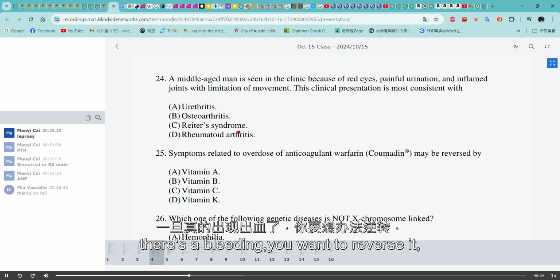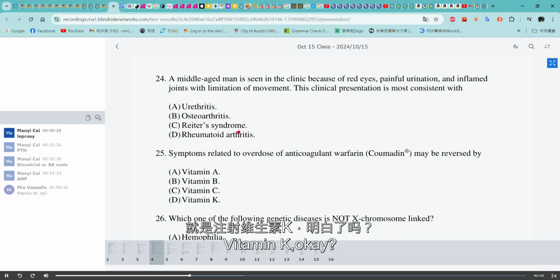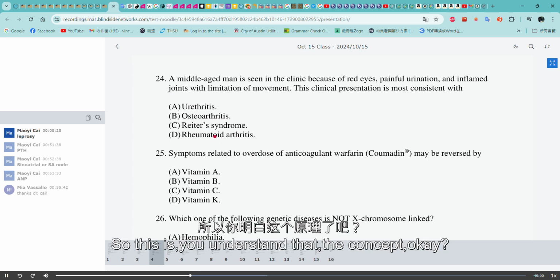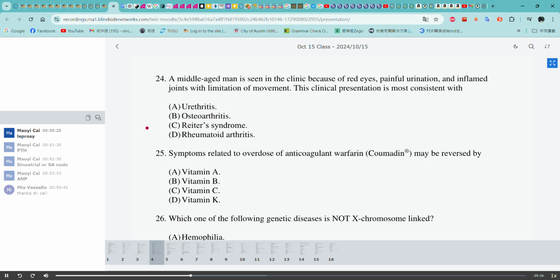But now there's bleeding and you want to reverse it. Well, just give an injection of what? Vitamin K. Okay, so you understand that, the concept, okay? So it can be reversed by vitamin K, 25, okay? D.